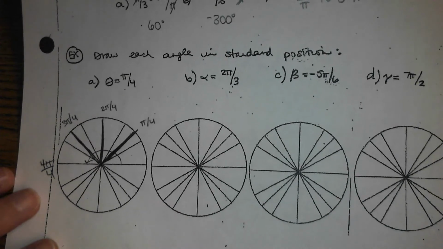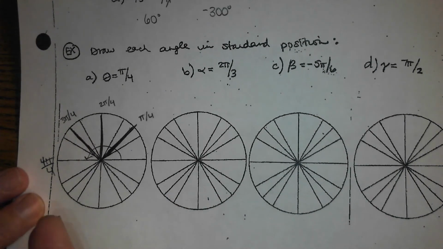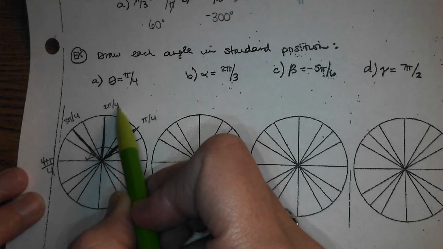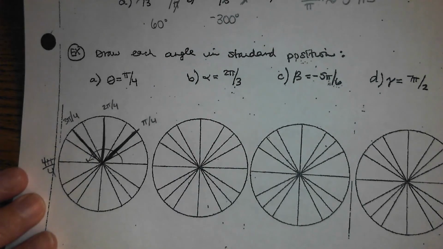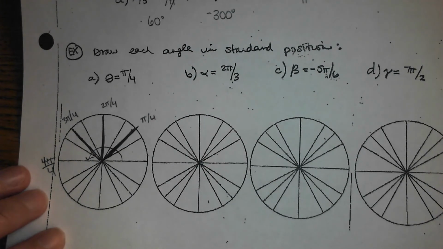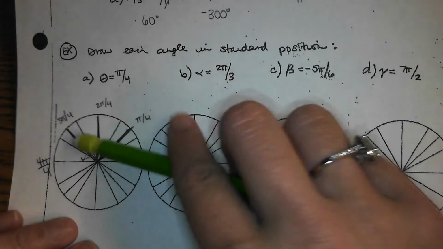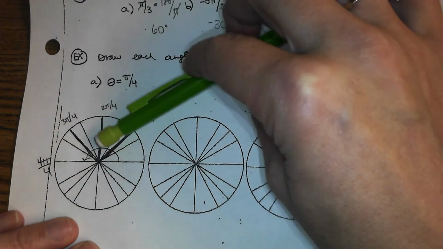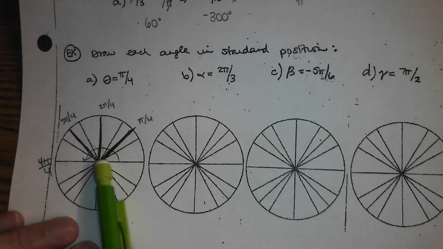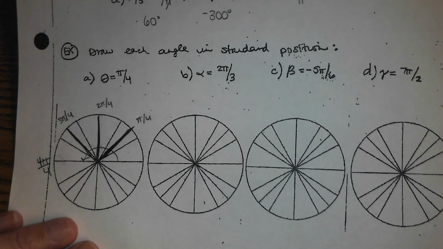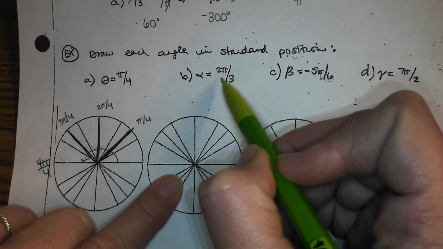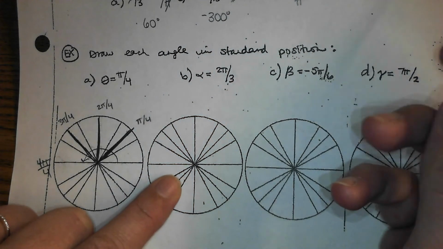Everybody see that? Two of those fractions would reduce to something else. Obviously, 2 pi over 4 would become pi over 2, and 4 pi over 4 is just pi. But I think it's nice to show you that those are like the tick marks separating this half circle into 4. So 1 pi over 4, 2 pi over 4, 3 pi over 4, and 4 pi over 4. Do you follow? Okay. B is splitting the pi up into thirds.